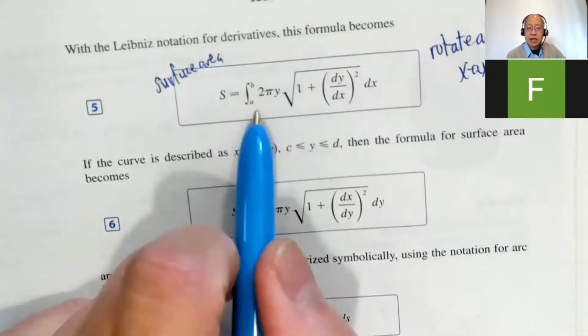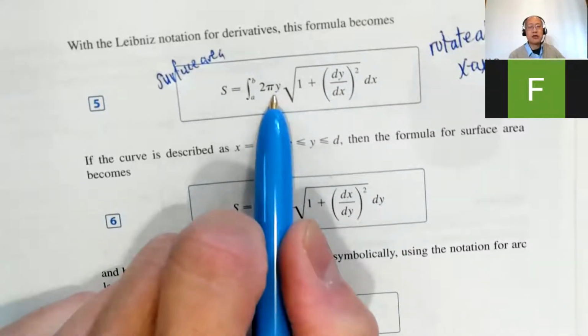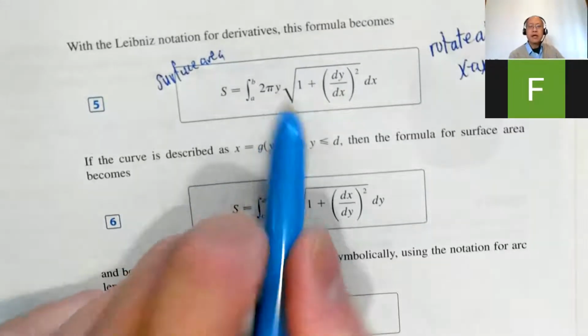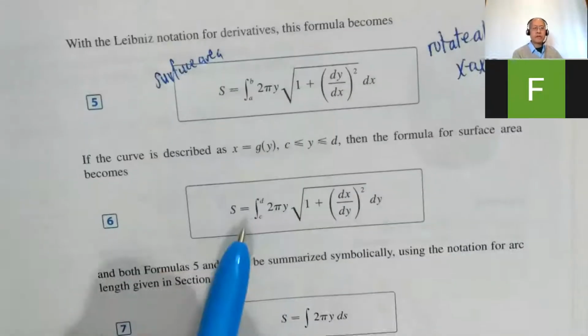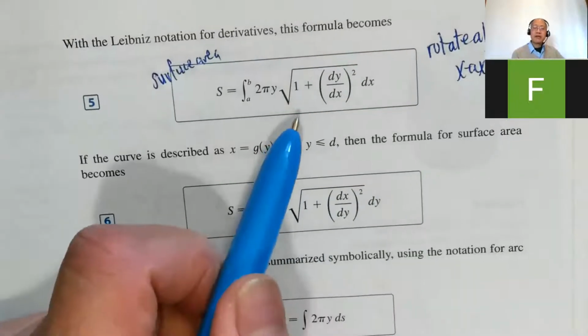Now, if it's dx, you have to change y into the function of x. Like if y is equal to, let's say, x cubed, then you've got to put x cubed in here. And as you might expect, look at the difference between 5 and 6. I mean, do you want to put 6 on your cheat sheet? You may, but you can see the difference.